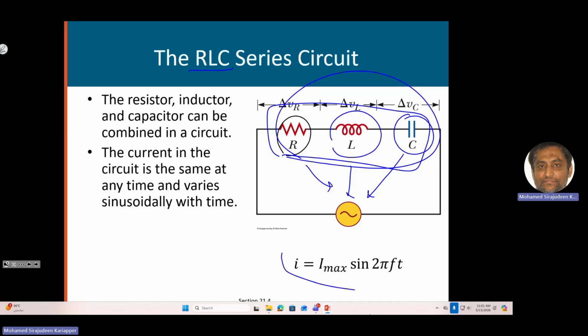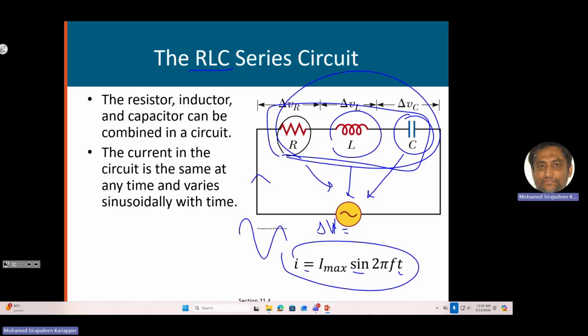Let's say the current is given by this. When t equal to 0, current will be 0, then it will go up and down sinusoidally. The current is the same through all of these elements, and the voltage from the source, if I call it delta V, will not be the same. At t equal to 0, it will not be 0, there will be a phase difference. Now you cannot say it is 0 or plus 90 or minus 90, it is going to be something in between, some other angle.